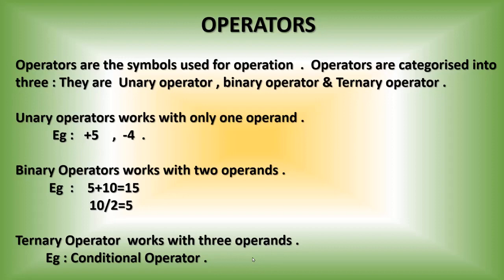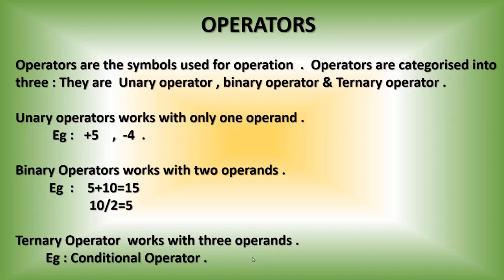If I am going to say minus 5, here minus is the operator, 5 is the operand. So minus 5 is a unary operator. Only one operand is there along with the minus sign. Plus 10 means plus is the operator, and along with the plus sign, I am using only one operand, that is 10. So that type of operators are known as unary operators.